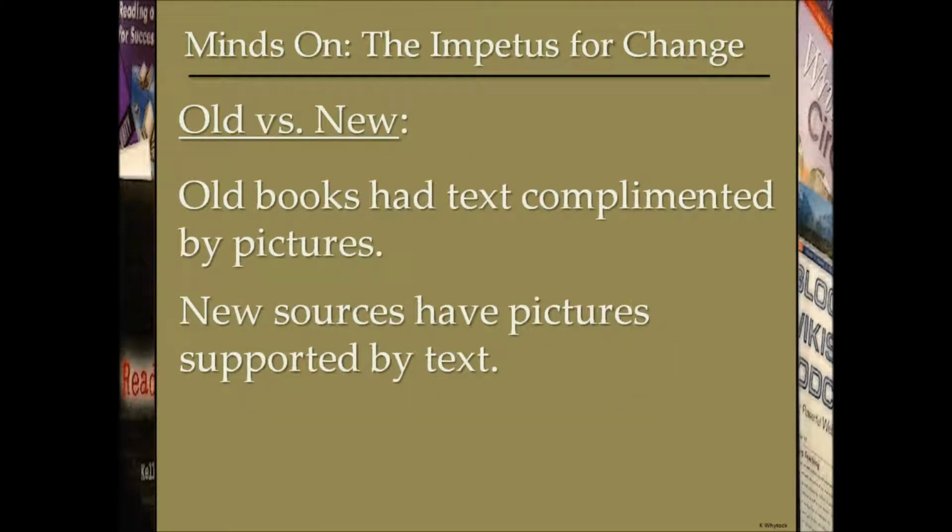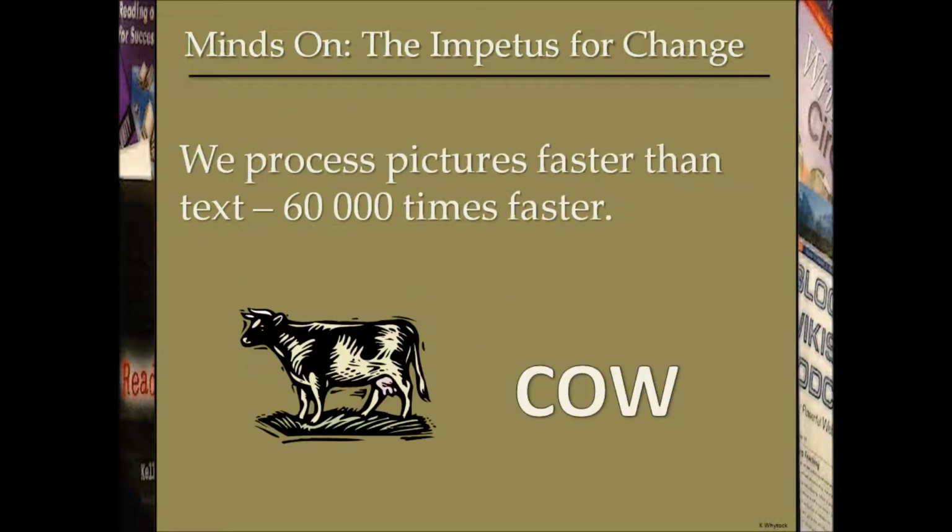Old versus new. The old books had to be complemented by pictures. We had text, and we had pictures that complemented them. New sources have pictures. Their world is filled with pictures, and they have text, which then supports the pictures. So there's a change in how we think and how we look at things.